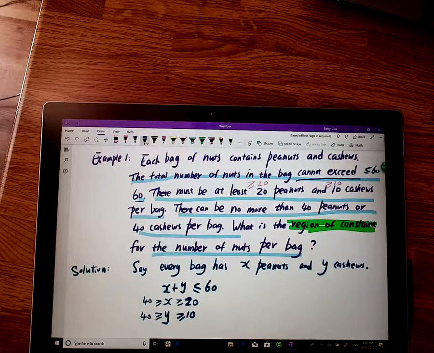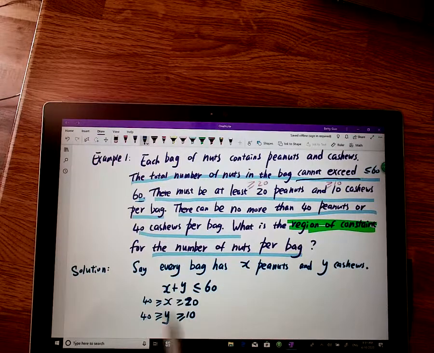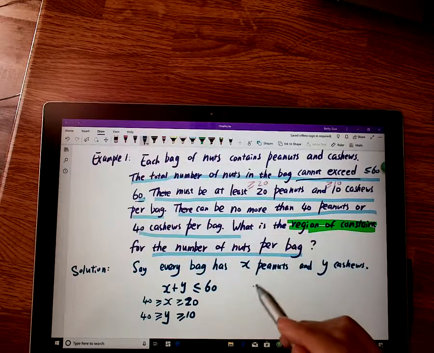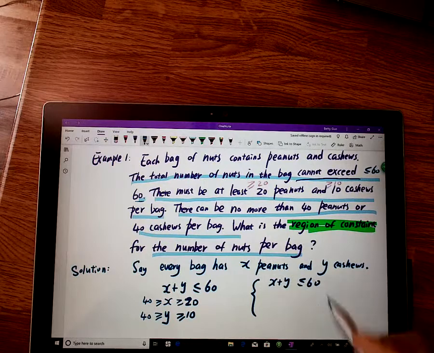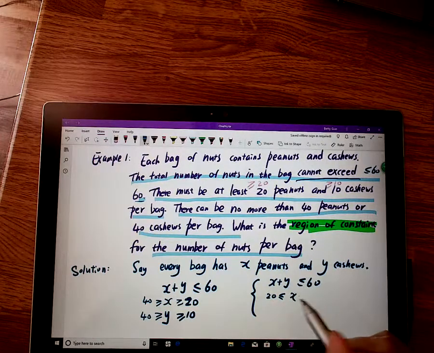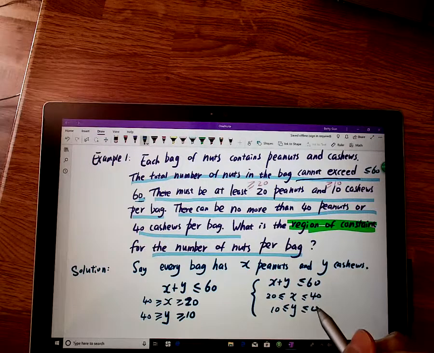From the information, we have 3 constraints or restraints. Either way, I think they mean the same. So for more convenience, I'm going to rewrite the 3 inequalities. The first one, x plus y less than or equal to 60. Second one, I want to switch the order. X is between 20 and 40. Number 3, variable y is between 10 and 40.